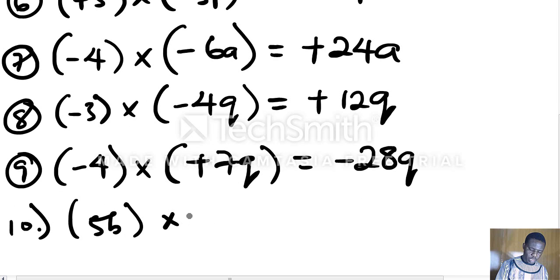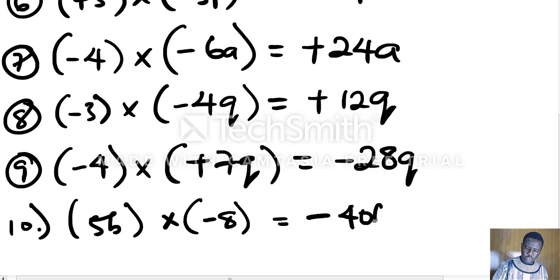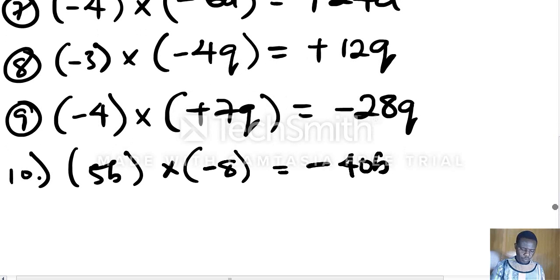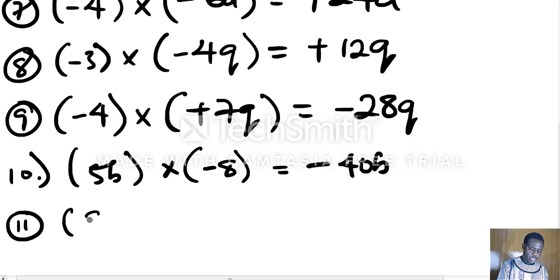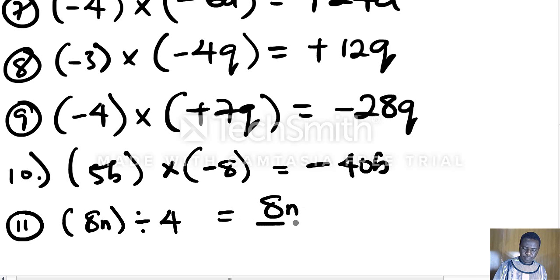And number 10 says 5b times minus 8, which will be equal to minus 40b. Number 11, we have 8n divided by 4, which can also be written as 8n over 4, which is equal to, 4 into itself is 1, 4 into 8 is 2n.